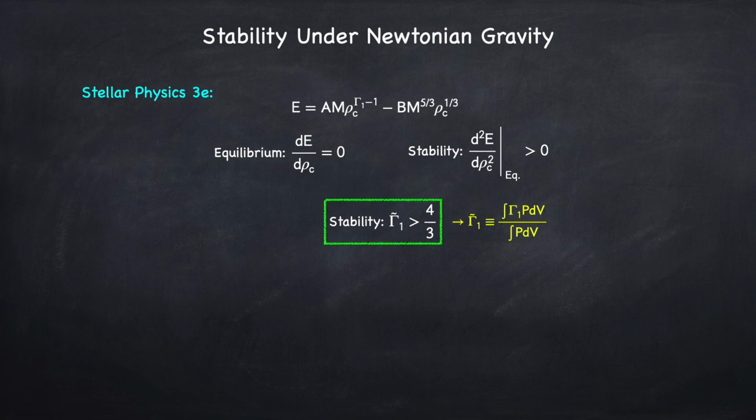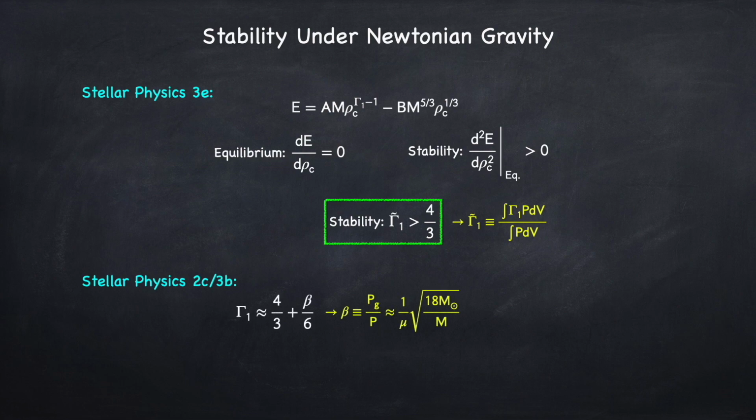the pressure-weighted average of the adiabatic index. In Stellar Physics 2c, we found that for radiation-dominated stars, gamma 1 is approximately 4/3 plus beta over 6, where beta is the fractional gas pressure, so it's the fraction of the pressure that is provided by gas pressure. So we have two ways of getting pressure, one from gas pressure, one from radiation pressure. A radiation-dominated star just means that most of the pressure is coming from radiation pressure. So in this case, we expect beta to be small.